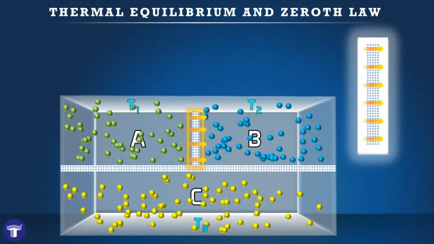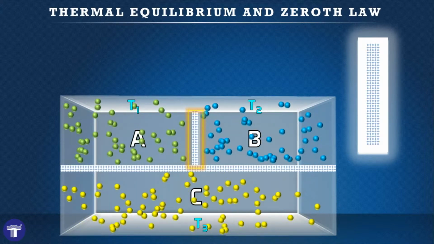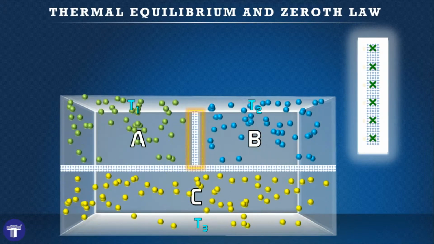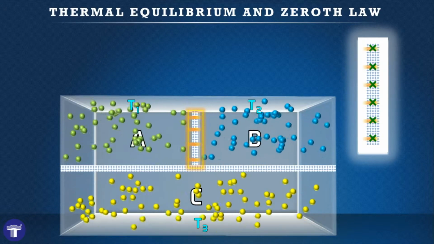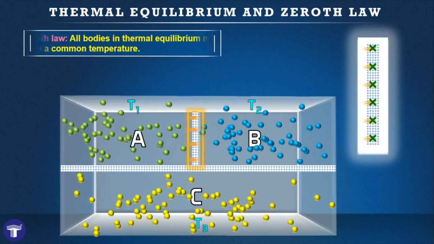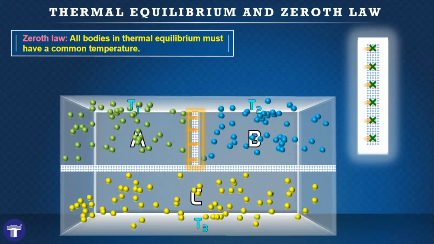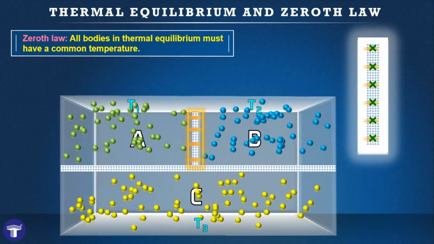you think will happen? Even though now the partition between A and B can flow heat, no heat will be observed to flow from A to B. Why exactly does that happen? This exactly defines the zeroth law. The zeroth law says that all bodies in thermal equilibrium must have a common temperature.